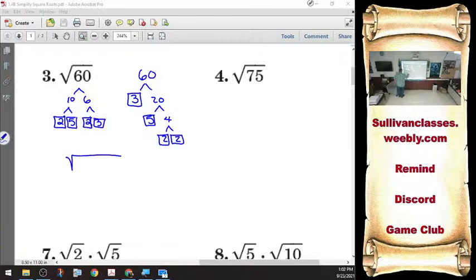Both of them are 2 by 2 by 3 by 5. So when someone else says 10 and 6, and you say no, 3 and 20, you're both right. Just follow it all the way to the end of the branches. Then, do I see anything in there that has at least a pair of stuff?